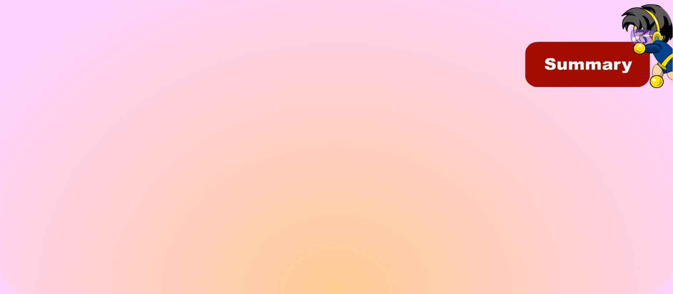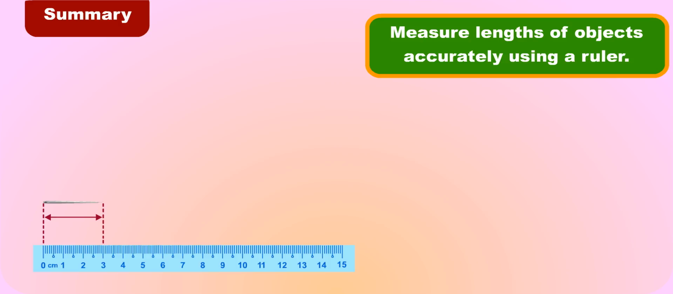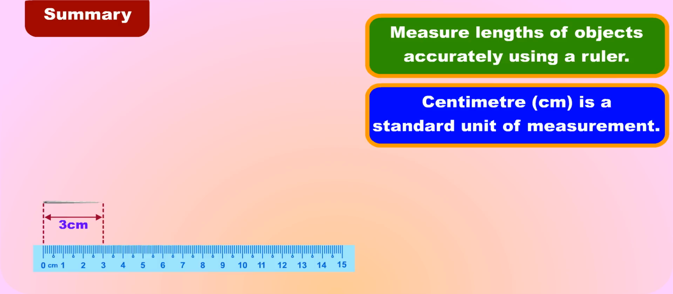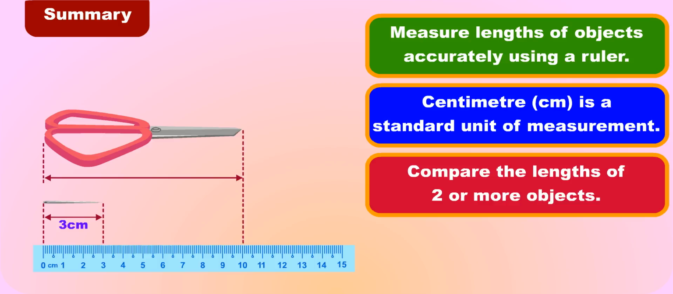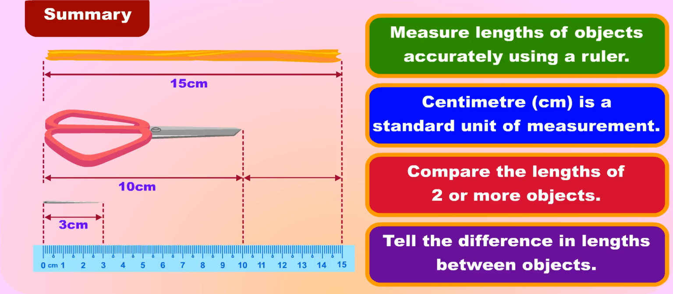Well, you have quite a lot to remember today. Can you remember them all? Let's see. I've learned the correct way to measure length of objects accurately using a ruler. A ruler measures length in centimeters, cm, which is a standard unit of measure. This lets us compare the length of two or more objects and be able to tell which is the longest or shortest. Moreover, we can also accurately tell the difference in length between objects if we measure them in centimeters.